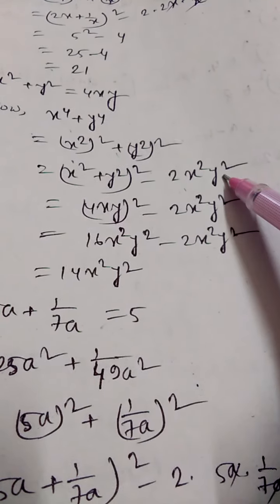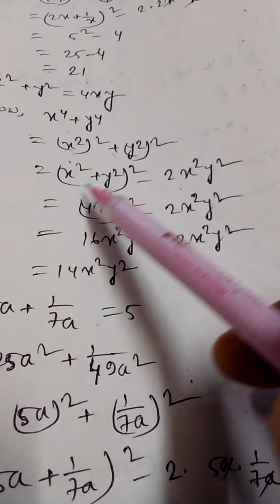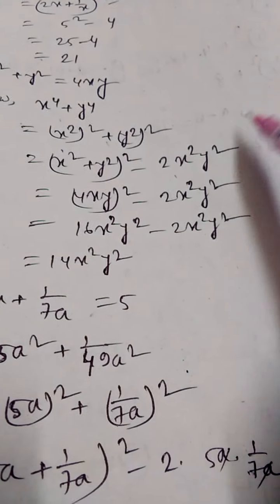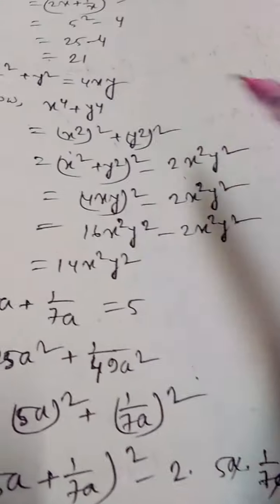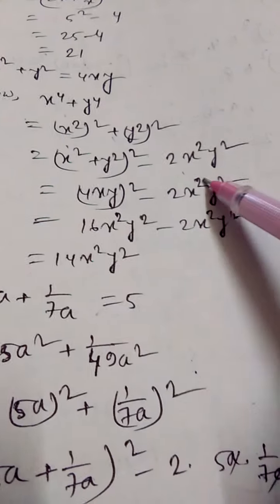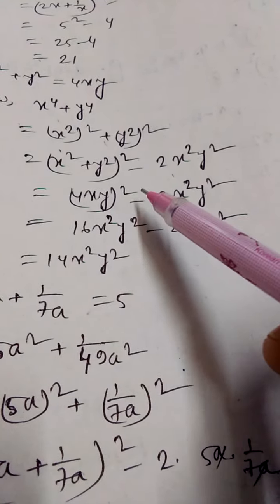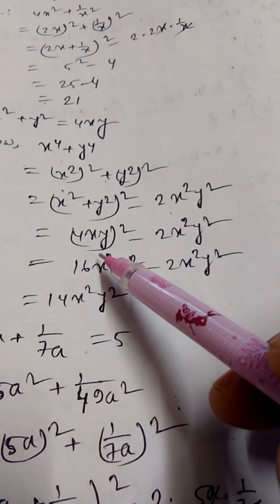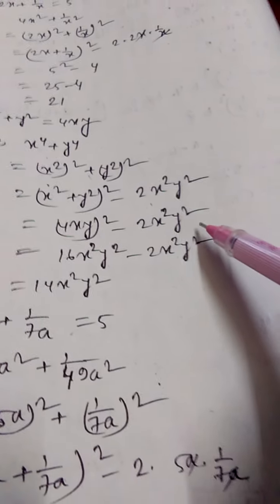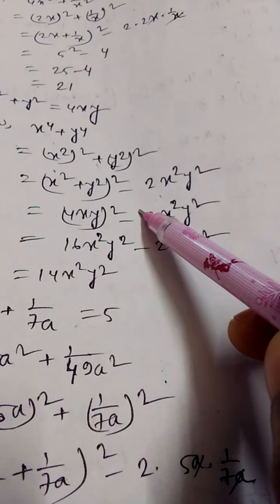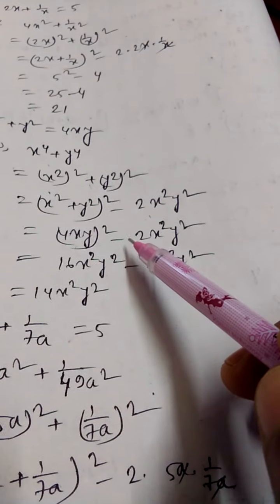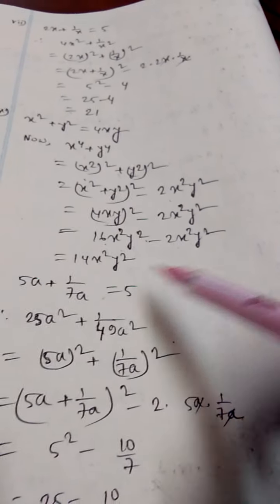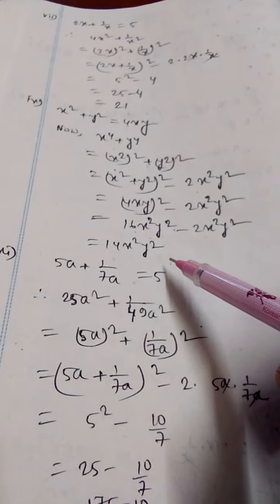Here we use the formula a square plus b square equal to a plus b whole square minus 2ab. And in this formula, we substitute a by x square and b by y square. Then we get the relation as this. Therefore, after putting x square plus y square equal to 4xy, we get this equal to 4xy whole square minus 2x square y square equal to 4xy whole square means 4xy into 4xy, that is 16x square y square minus 2x square y square equal to 14x square y square.